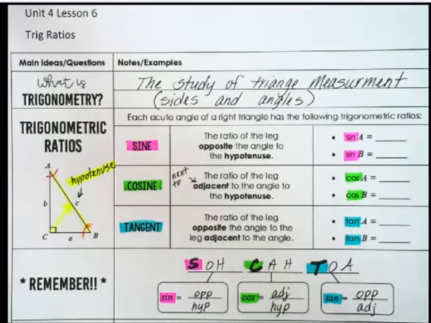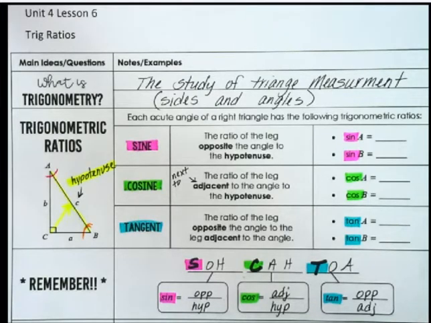So what is trigonometry? It is the study of triangle measurement. When we talk about measurement, we are referring to side lengths as well as angle measures. All right, so let's start with our very first one, sine. It is in pink. The sine ratio is the leg opposite of the angle to the hypotenuse.